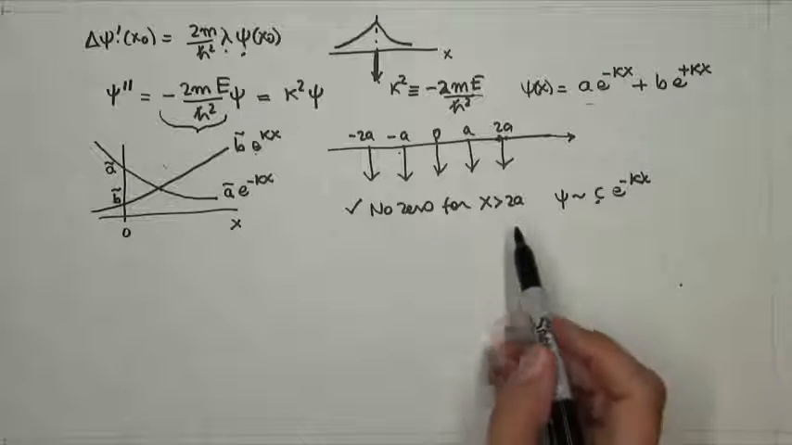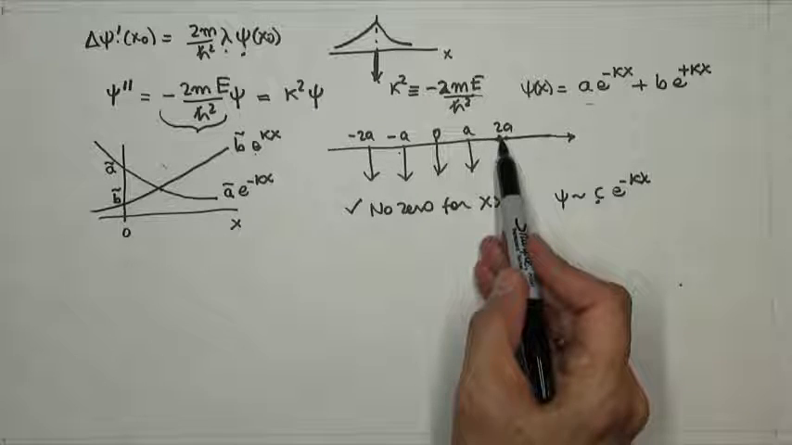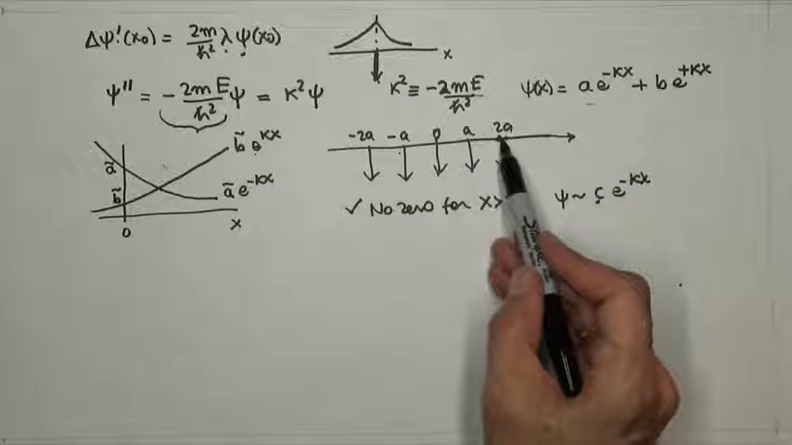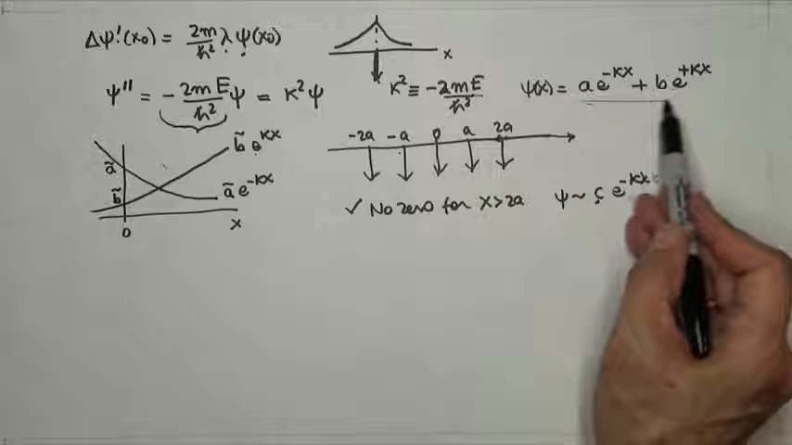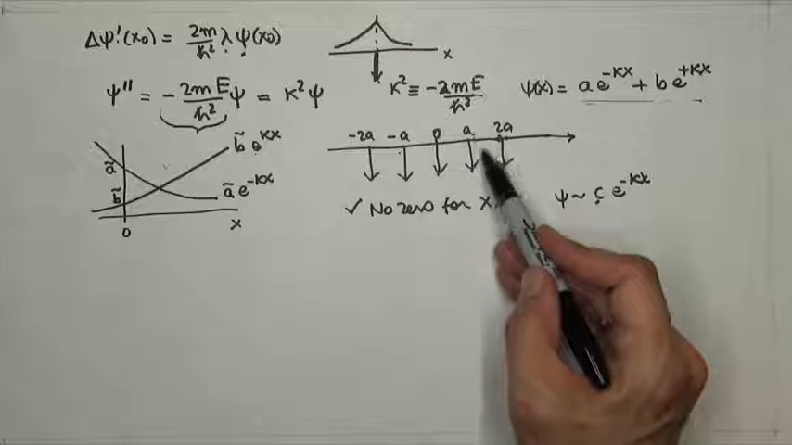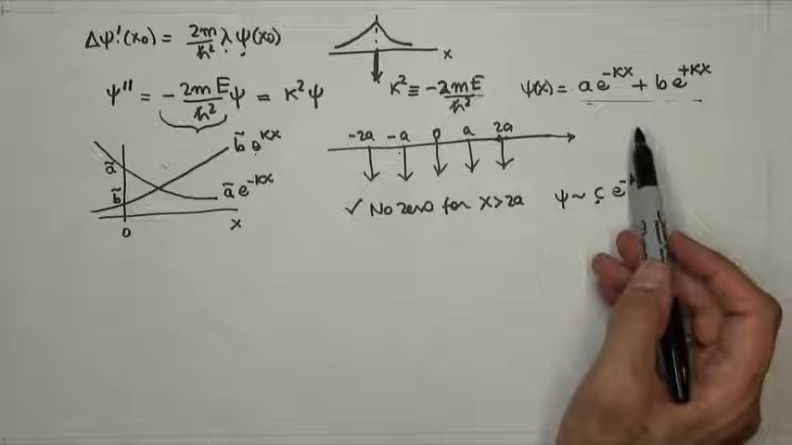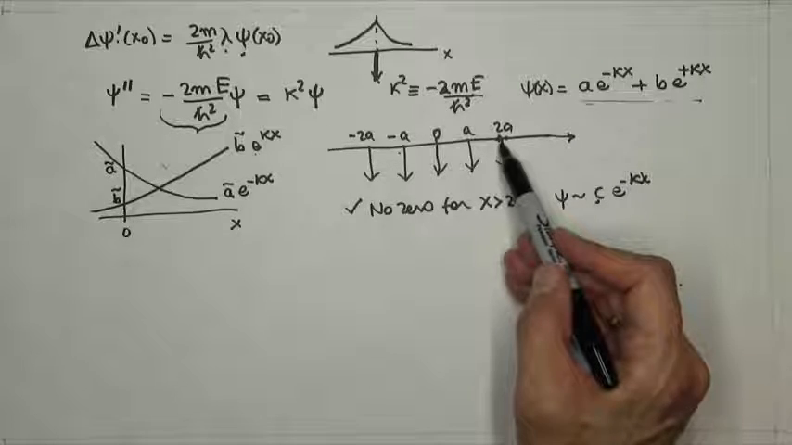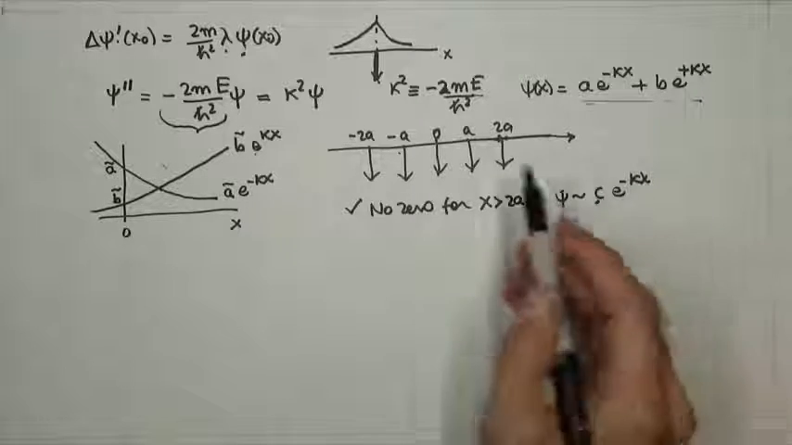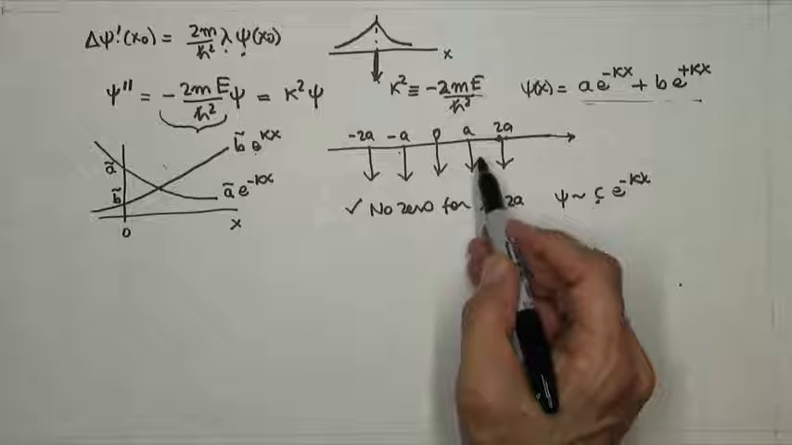On the other hand, you can have zeros in between the delta functions. In between any pair of delta functions, the wave function can be 0, because in between any two delta functions, the general wave function is of this form, and that, for suitable coefficients, can give you a zero. So the wave function can cross the axis in between any of these points. It doesn't have to happen, but it's a possibility. You can have one zero at most between any two delta functions.